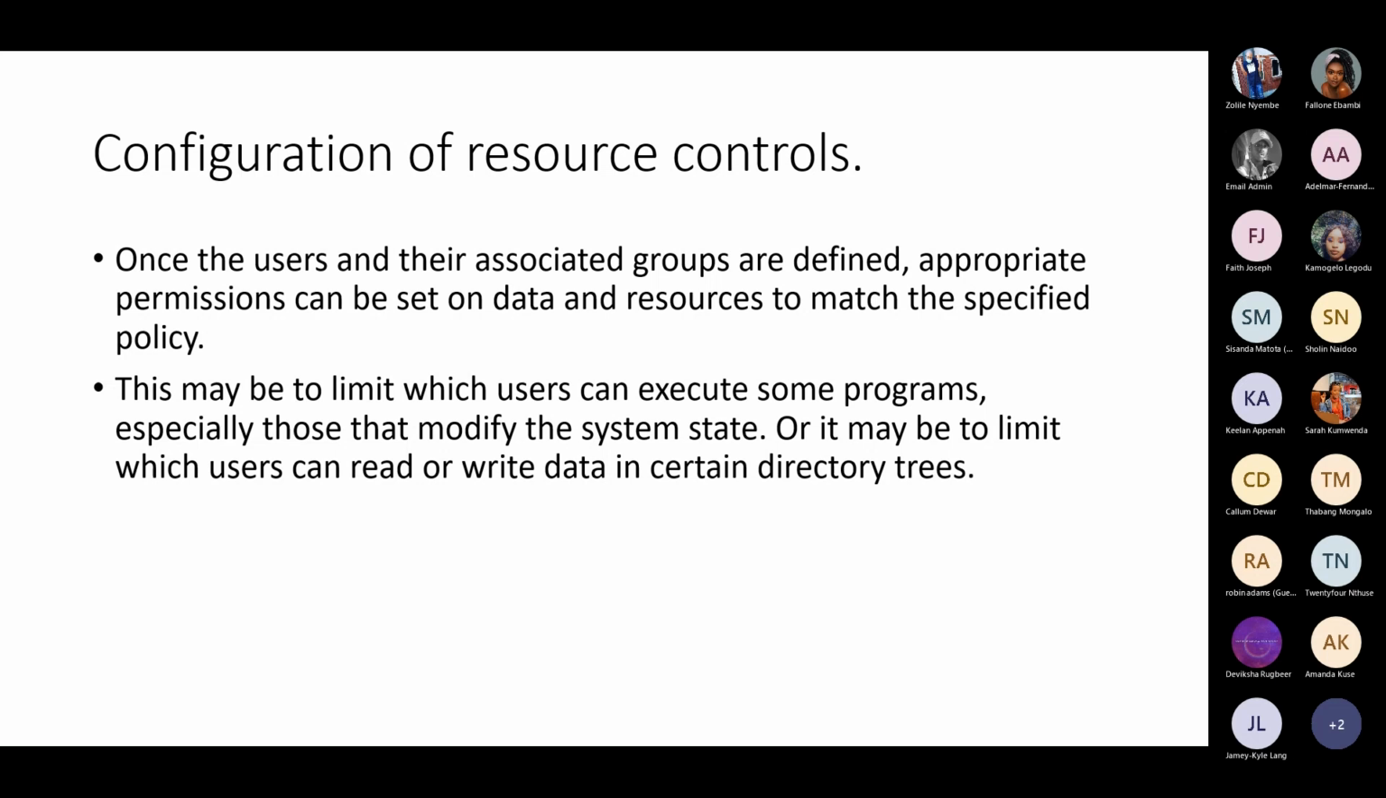Then you configure resource controls. What are the resources we're talking about? We're talking about data and programs, all of those are resources. Once the users and their associated groups are defined, appropriate permissions can be set on the data and resources to match the specific policy. This may be limiting which users can execute some programs, especially those that modify the system state, or it may be limiting which users can read or write data in certain directory trees.